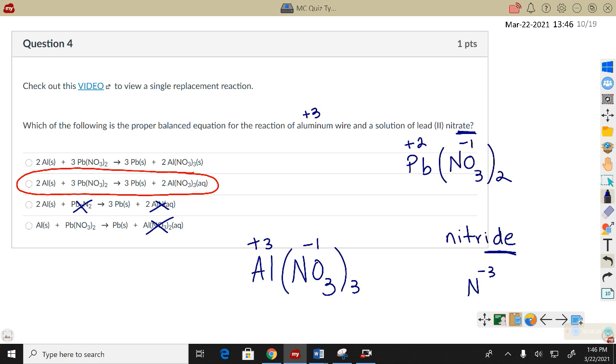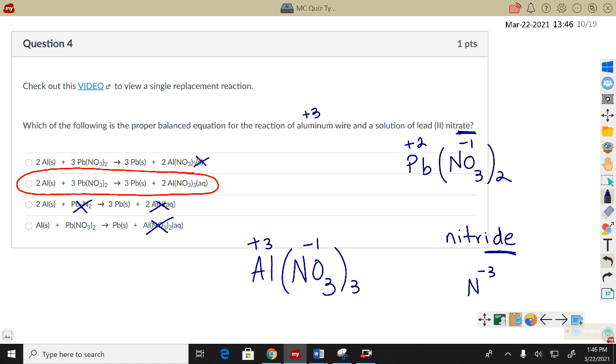All right, so it's got to be one of the first 2. And it looks like the first 2 are both balanced properly. Both sides have 2 aluminum, 3 lead, and 6 nitrate. So I have all the right formulas, they're both balanced, but there really should only be 1 solid. The only solid was the lead.